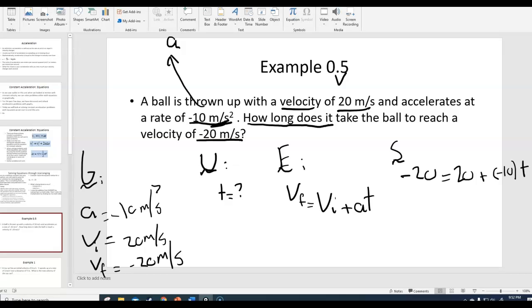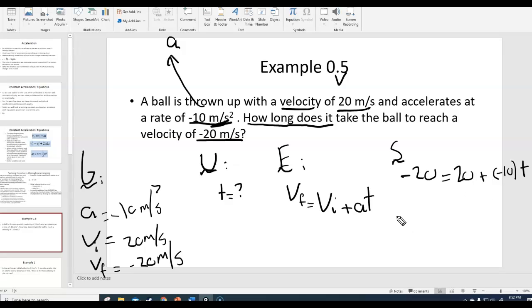By the way, please keep in mind that this 20 and this negative 10t cannot be combined. In algebra they should have taught you that you can only combine like terms. So 20 plus negative 10t, you cannot combine this. It's like adding apples and oranges. So you can't do that.